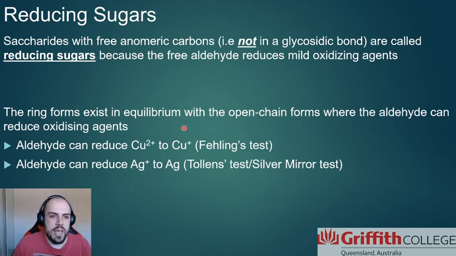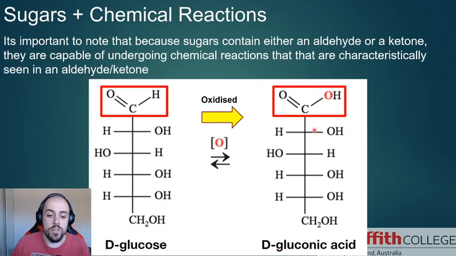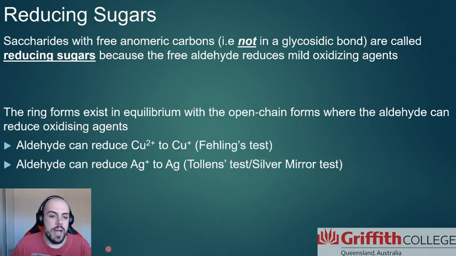What we are looking at with a reducing sugar is that it is able to function as a reducing sugar because of that free aldehyde group. It is able to reduce these oxidizing agents, okay? And it is able to react in the same way that we saw over here. We can see our glucose, in that exposed aldehyde group, is being oxidized into our gluconic acid. So because of that, it is considered a reducing sugar.